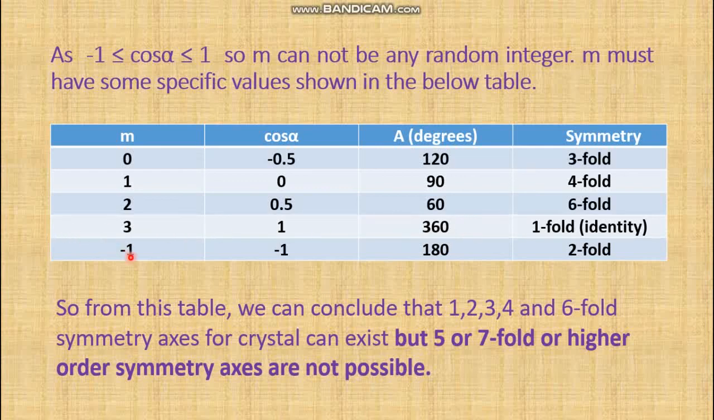Now finally, if M equals minus 1, then cos alpha equals minus 1, and the angle of rotation is 180 degree, that is two-fold axis. So this is a more appropriate proof. From this table we can conclude that 1, 2, 3, 4 and 6-fold symmetry axes of our crystal can exist, but 5 or 7 or higher order symmetry axes are not possible.